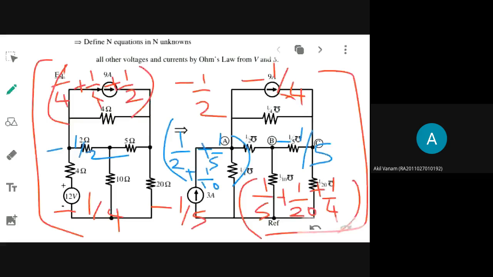Anybody calculate the determinant? Starting one. Samyukta, tell. Ma'am, del equals 27 by 200. Don't tell the fraction. What is the answer? 27 by 200.